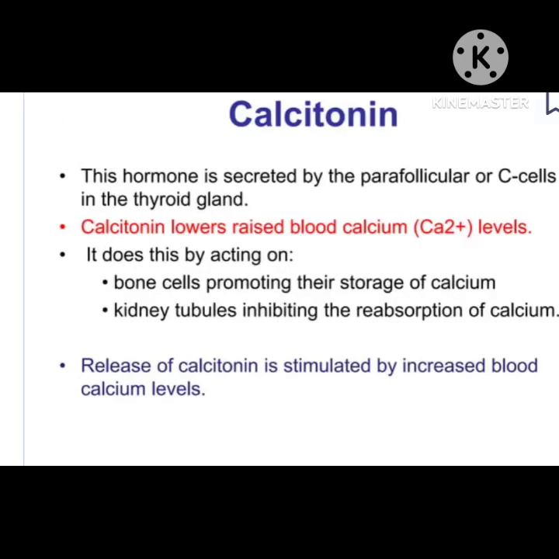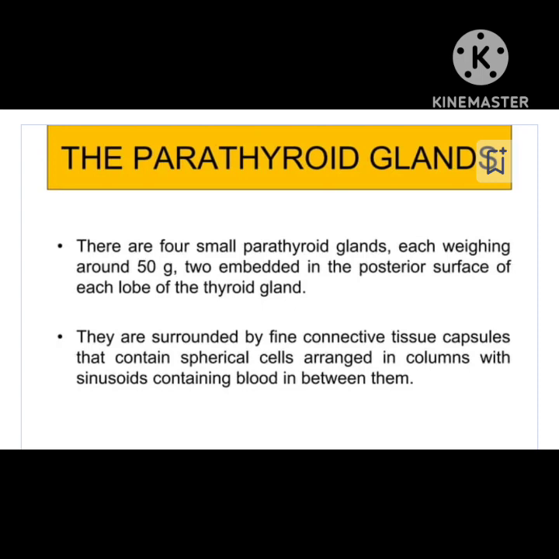Physiology. Next is calcitonin. This hormone is secreted by parafollicular or C cells in the thyroid gland. Calcitonin lowers raised blood calcium levels. You have to learn this. Next is the parathyroid gland. There are 4 small parathyroid glands, each weighing around 5 grams. So we'll discuss the parathyroid glands. Clear?